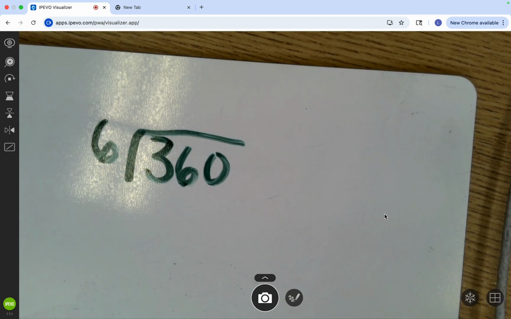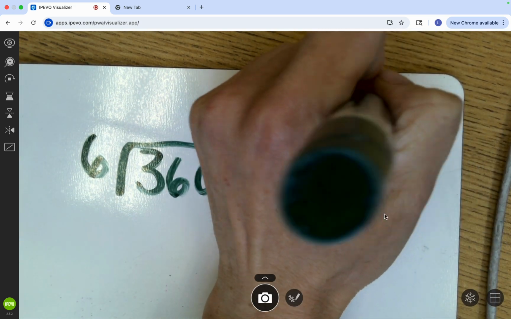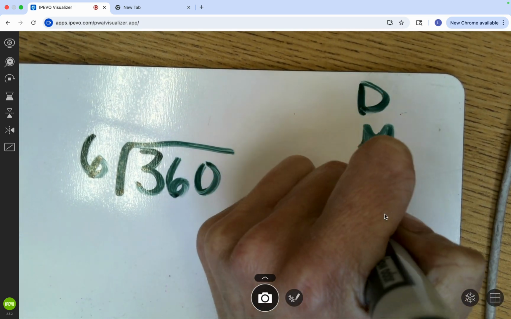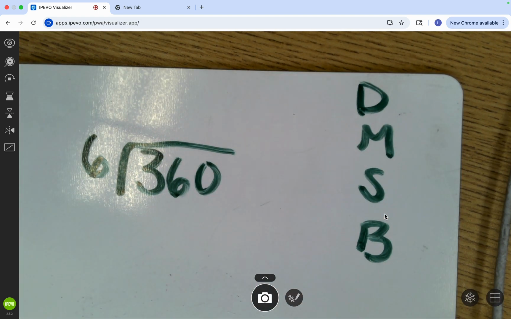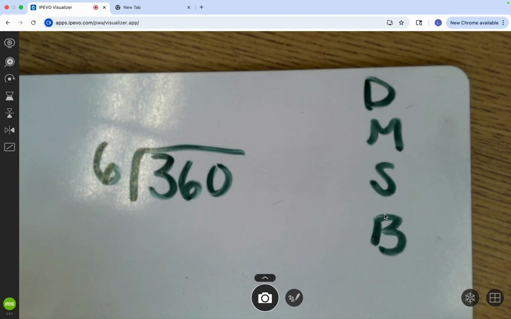Okay, let's see here. Oh, this is wet. And off to the side, does McDonald's sell burgers? That is my strategy that I always like to refer to as I work through long division.